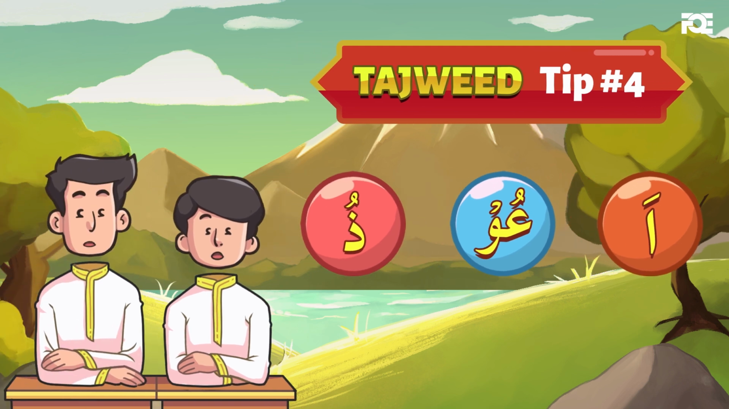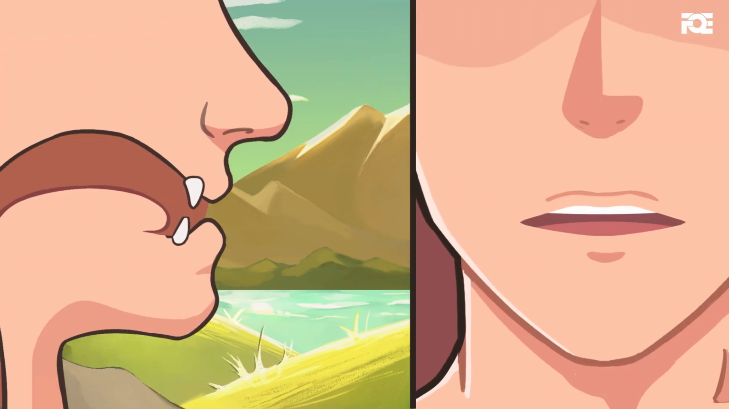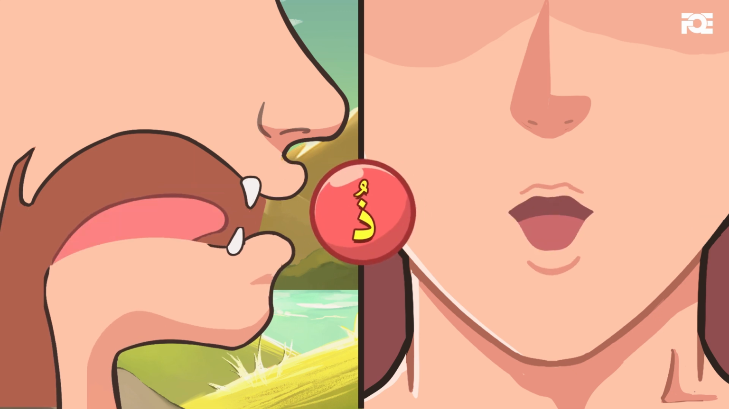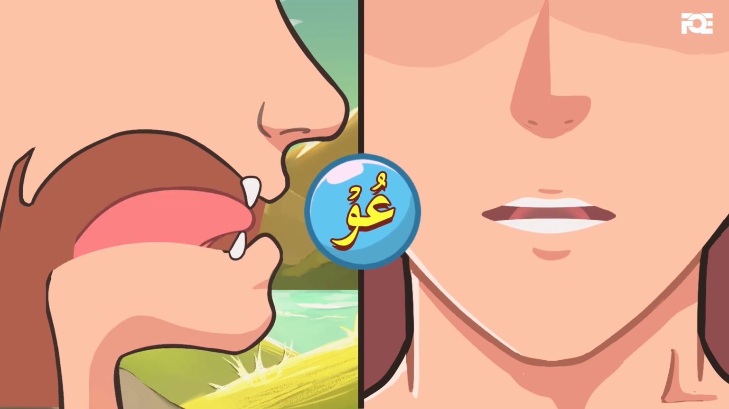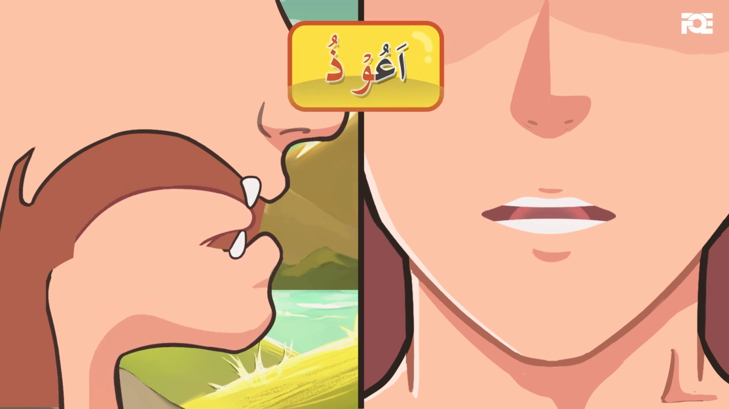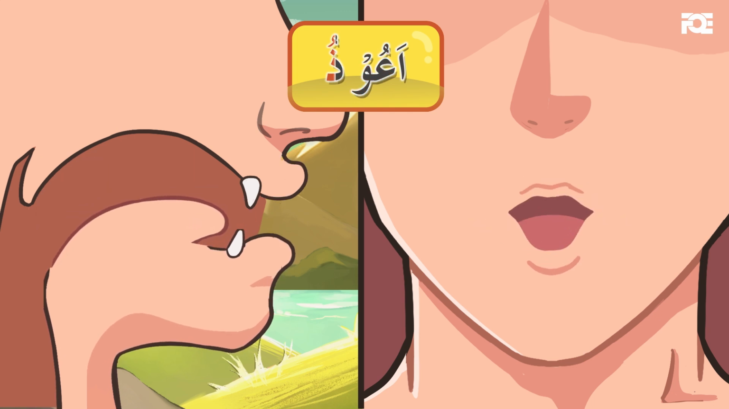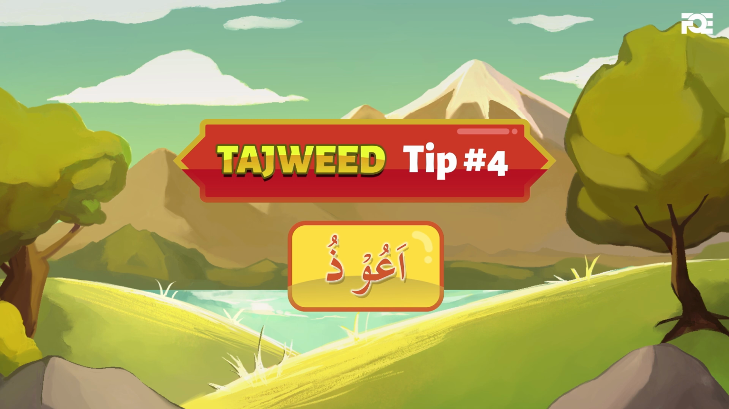Dhu. Dhu. Again. Dhu. And now let us bring them closer. Dhu. And then let's recite the word A'udhu. A'udhu. A'udhu. This way you can get the control over each of the syllable.